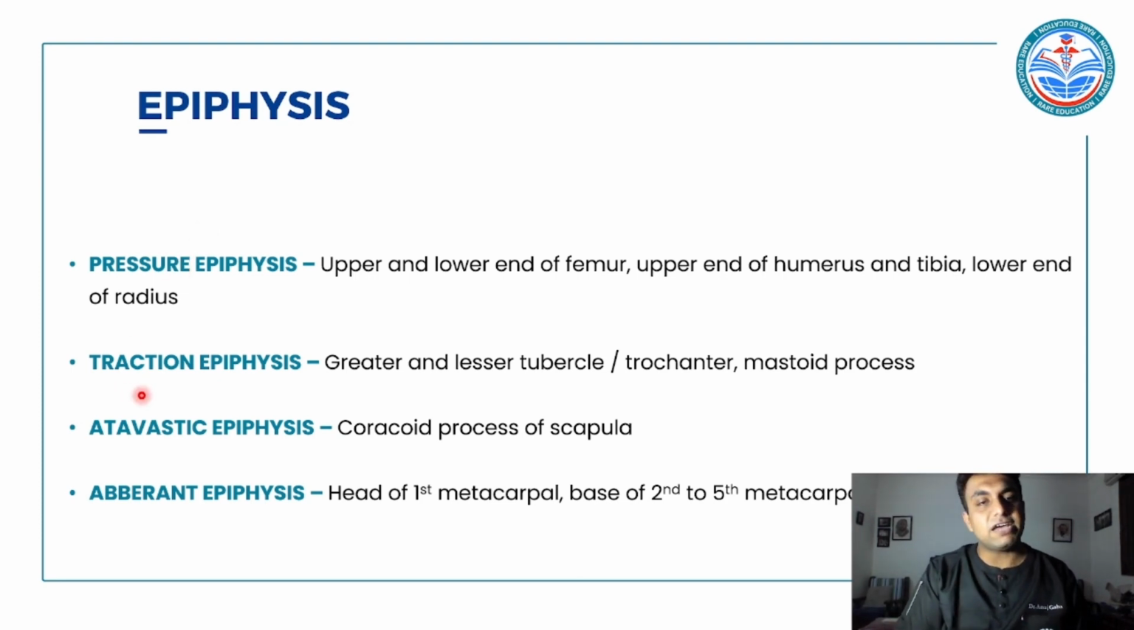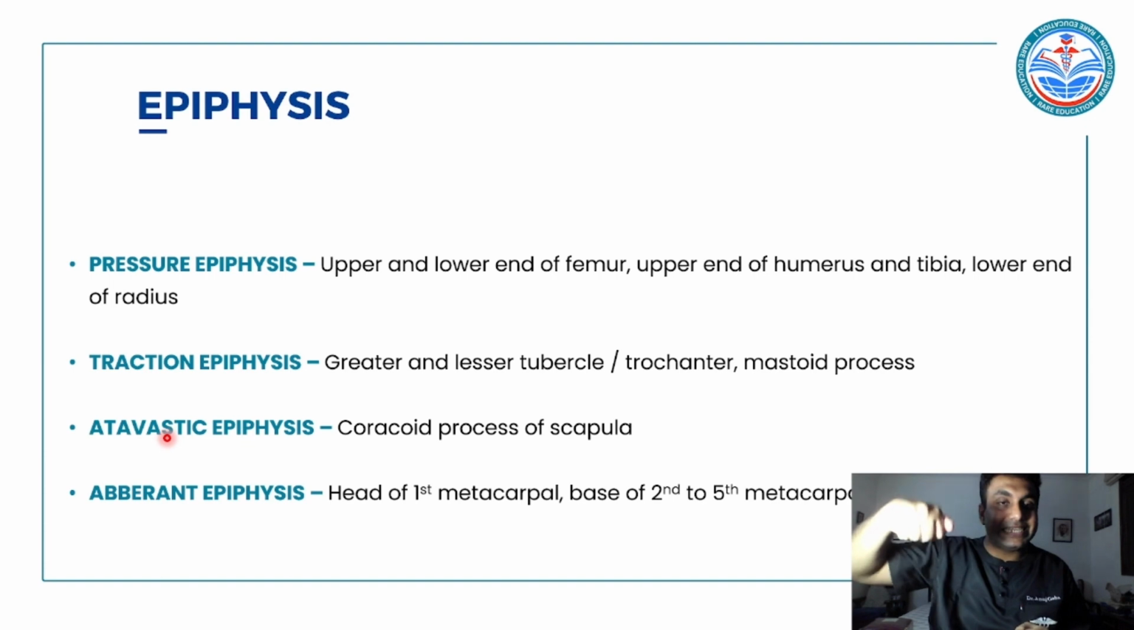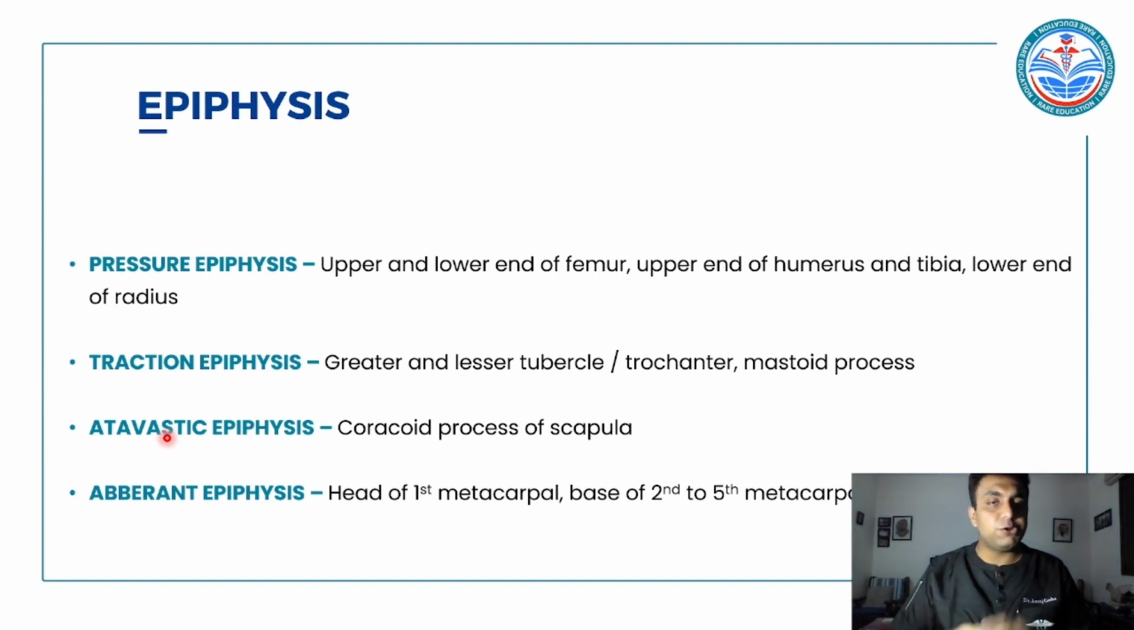Now, atavistic epiphysis. Atavistic epiphysis basically means that during evolution, during anthropology, we study that when we were apes, we used to climb a lot of trees. We needed more muscles in our scapula, in your shoulder. At that time, your coracoid process, which is a part of your scapula, was a separate bone itself. But when we became human, we do not climb trees anymore. So the coracoid process is now a part of the scapula, not a separate bone. It is called atavistic epiphysis.